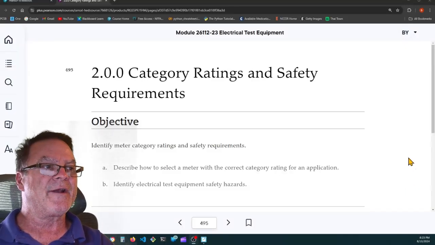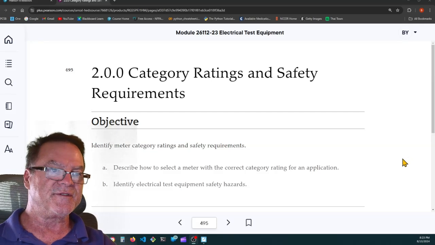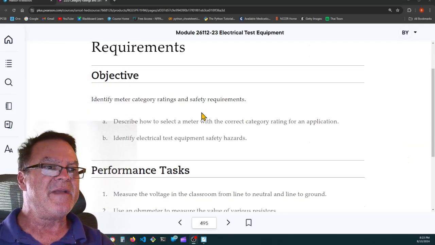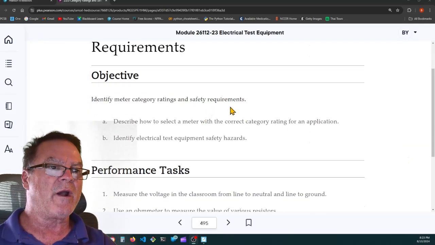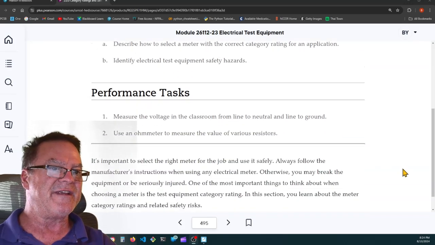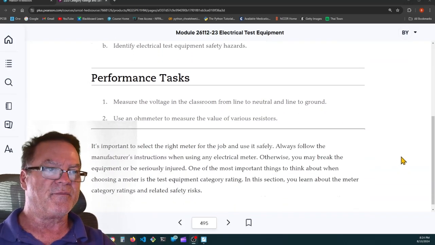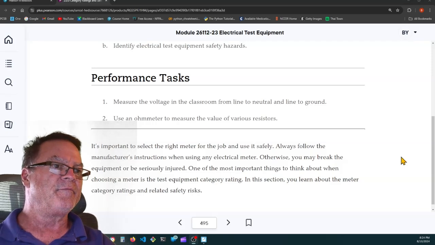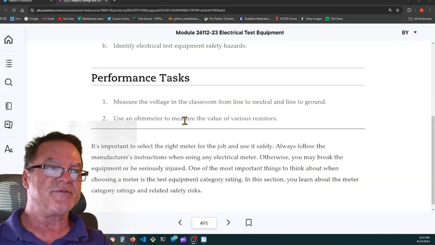2.0.0 Category Ratings and Safety Requirements. Identify meter category ratings and safety requirements. Describe how to select the meter with the correct category rating for an application. Identify electrical test equipment safety hazards. And there's a performance task. Measure the voltage in the classroom from line to neutral and line to ground. Use an ohm meter to measure the value of various resistors.